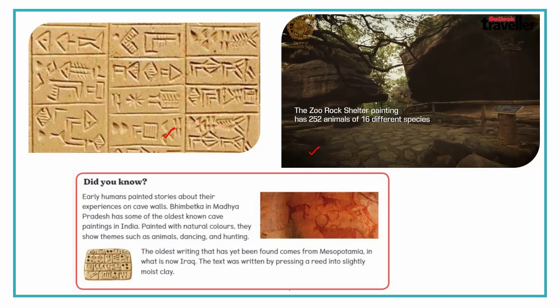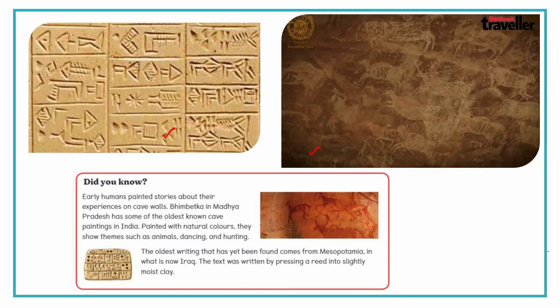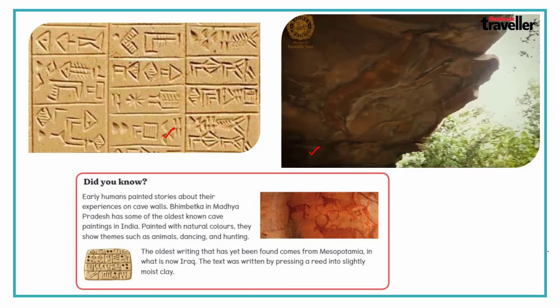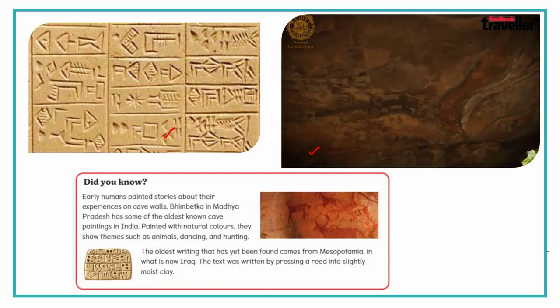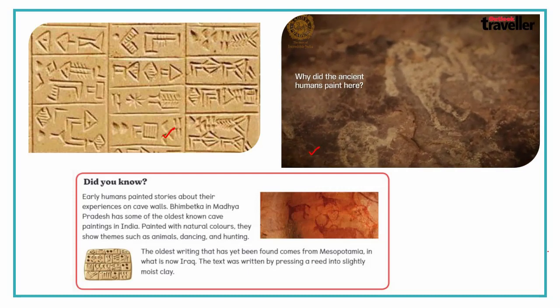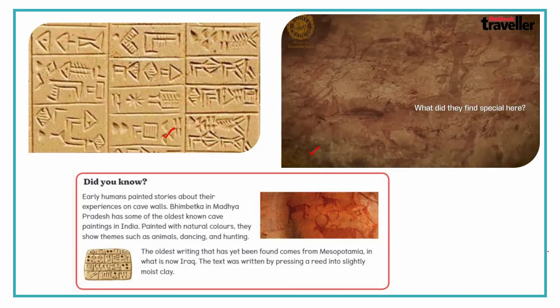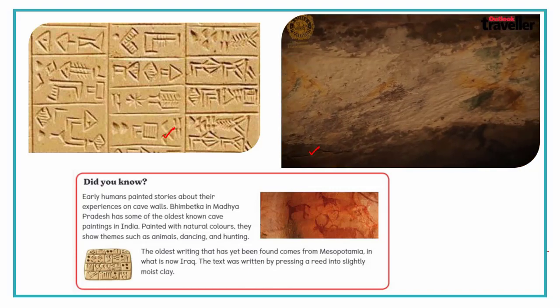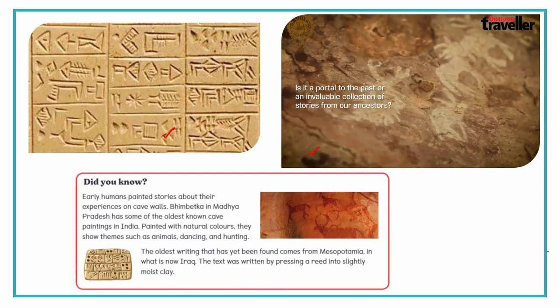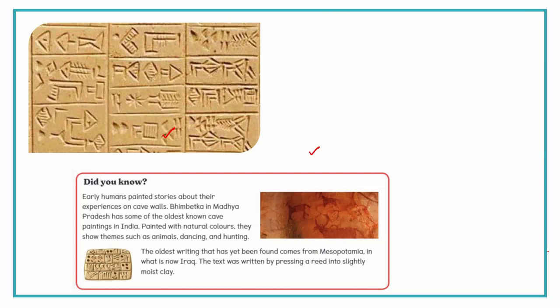And here in Mesopotamia, there are some symbols. This is the first script. The writing was done by pressing some reed into the clay. These are called clay tablets. So, many past stories are given here in the form of paintings and some symbols.